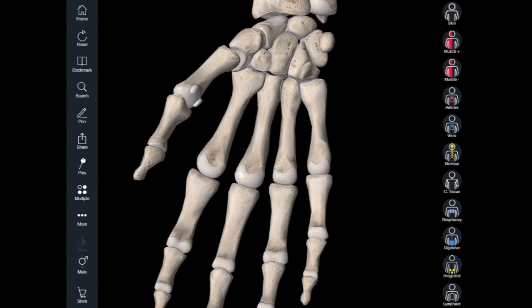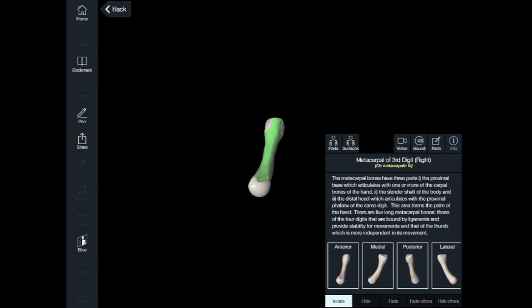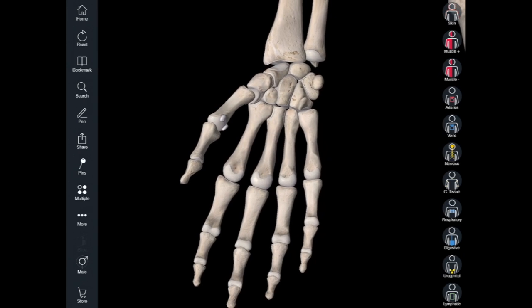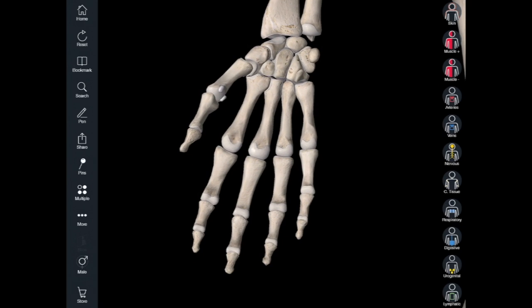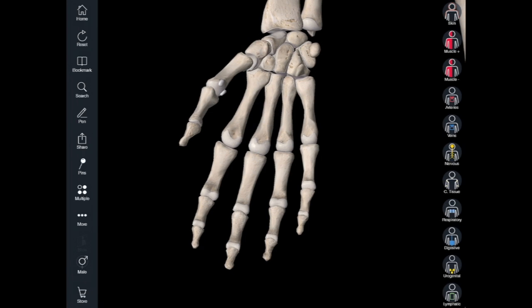Okay, so each metacarpal bone has got a base, shaft, and head. We can see them if we isolate them. This is the base, this is the shaft, and this is the head. The bases of the metacarpal bones articulate with the distal row of the carpal bones to form the carpometacarpal joints, and the heads of the metacarpal bones, which form the knuckles, articulate with the proximal phalanges to form the metacarpophalangeal joints.